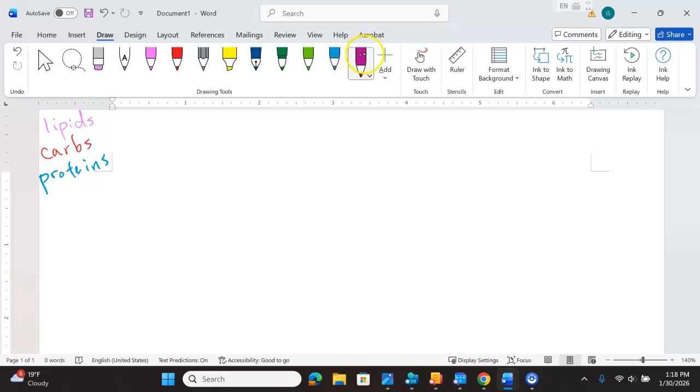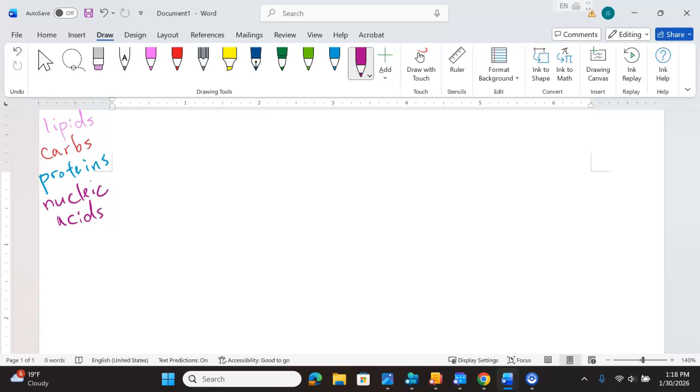And purple, we're going to say, are nucleic acids. These are the four macromolecules that are the materials that we find in the cell. If we were talking about cars, we might say we need metal, and we need fabric or leather, and we need plastic and glass to make up a car.